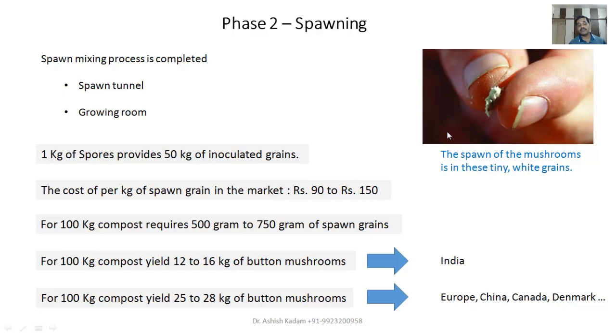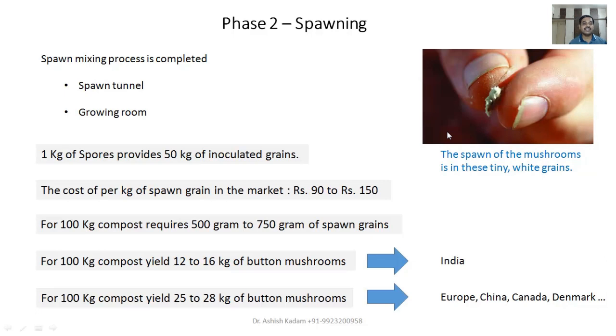Another factor you need to understand here is that we are using 100 kg of compost. Those people are also using 100 kg of compost. Their cost of the compost is the same as what we are paying for 100 kg of compost. So out of that investment for 100 kg, we are getting 16 kg and they are getting 28 kg. That means they are getting 12 kg of button mushroom extra, which will convert into direct profit.